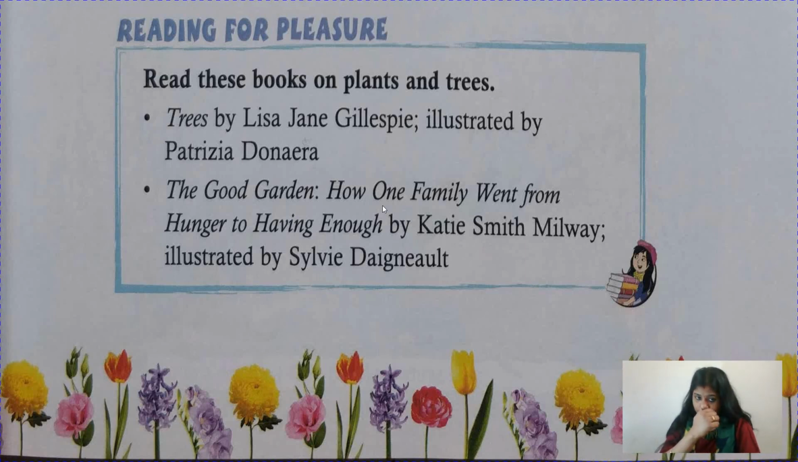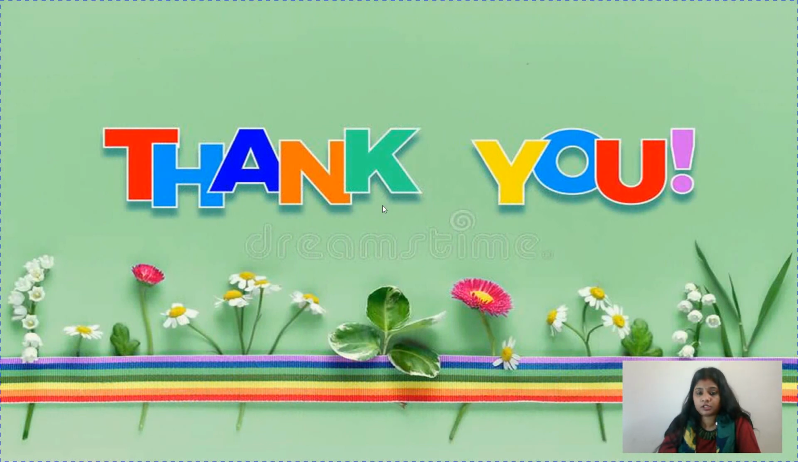See children, in the second one, what happened? We talk about one family who are very poor. They barely have something to eat, and how they become very rich by just growing. This story is about the garden, what they have done, all these things we will read, how they have become rich from a poor family. So children, I hope you have understood the book exercise.